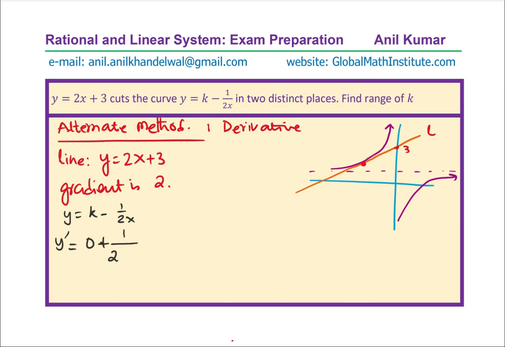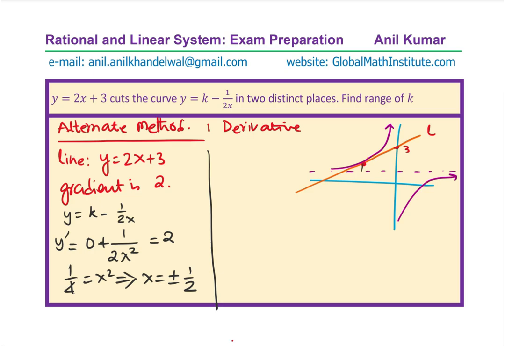1 over 2x squared. Is that clear to you? So that becomes the derivative for the given function. And we want this to be 2. So this can be 2 when x is equal to what? So let's solve for it. So we have 1 over 4 equals x squared, and that gives you x as equal to plus minus half. So we get the value of x as plus and minus half.